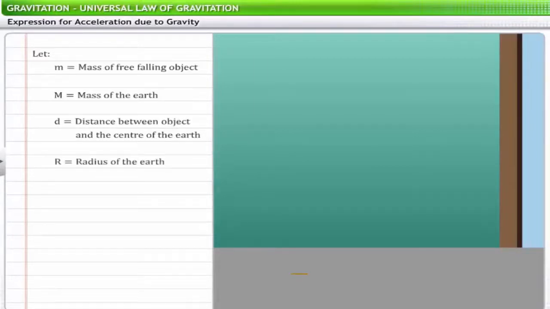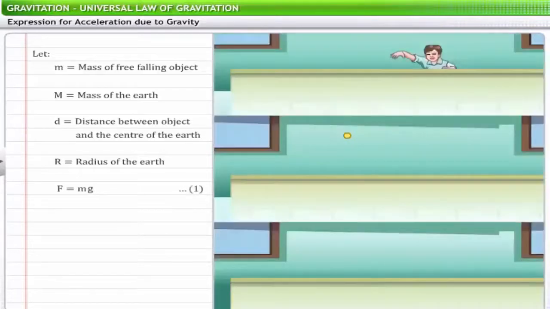Since the object is in free fall, the gravitational force F on the object is the product of its mass m and acceleration due to gravity g. Let's call this equation 1. The gravitational force F between the Earth and the free-falling body can also be calculated using Newton's universal law of gravitation. F is equal to G M m divided by d square. When the object is near to or on the surface of the earth, the distance d is taken as equal to the radius of the earth r. Let this be equation 2.